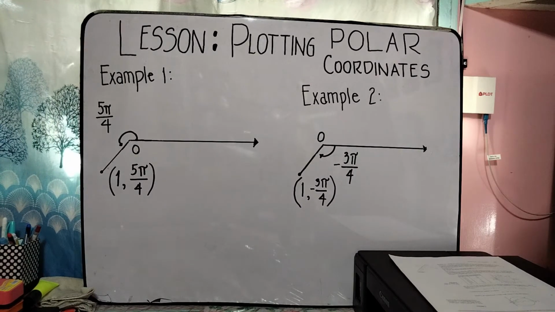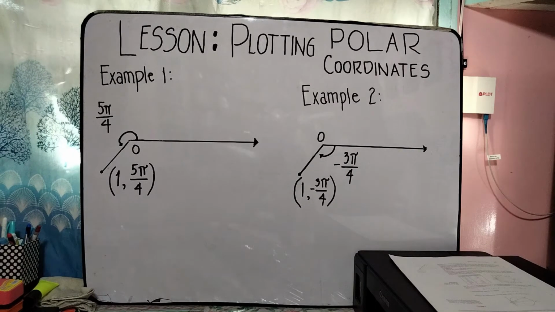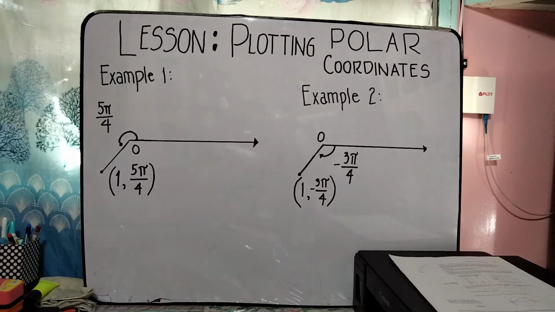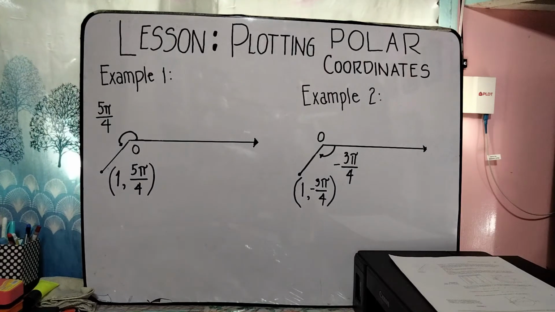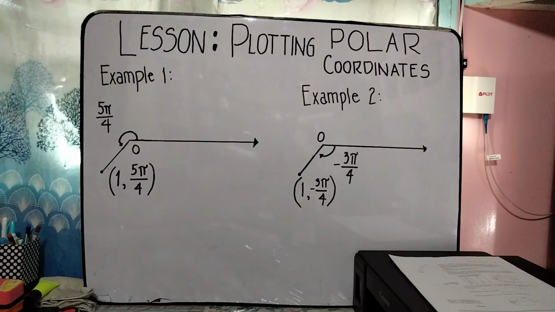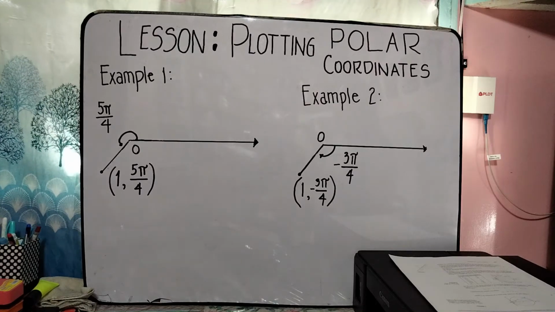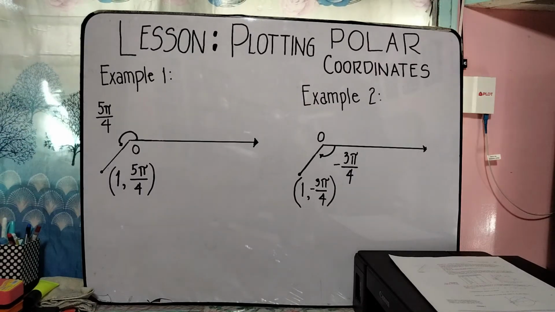Lastly, let's have a trivia for you. Have you noticed that example number 1 and example number 2 both lie in the same point? Yes, because it is one of the characteristics of polar coordinates.